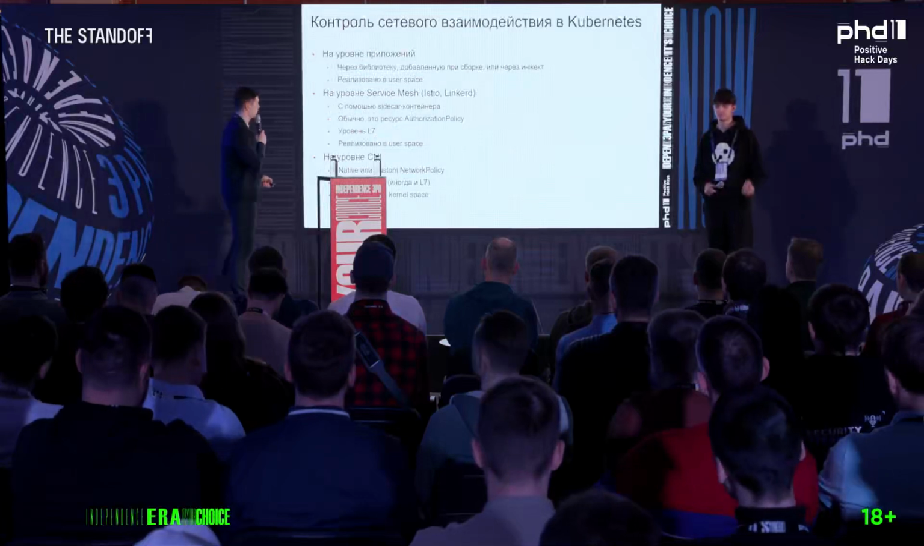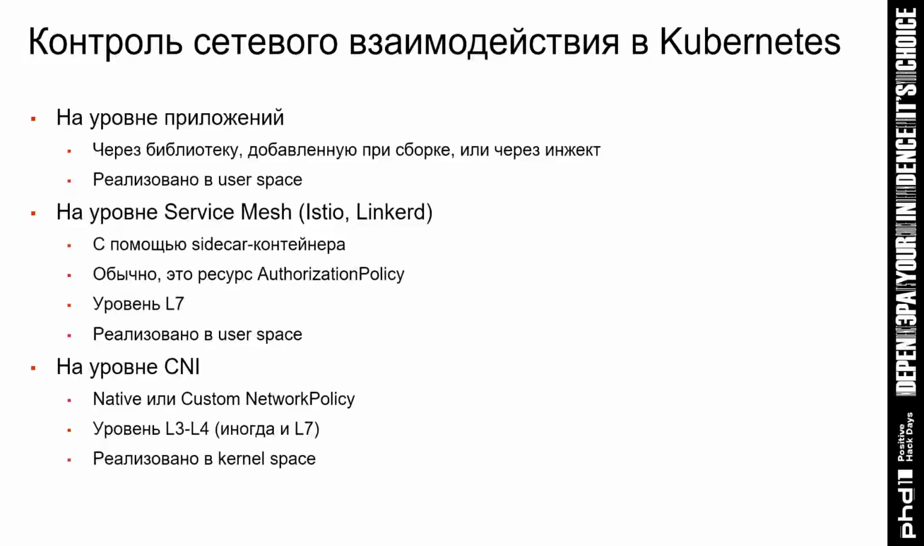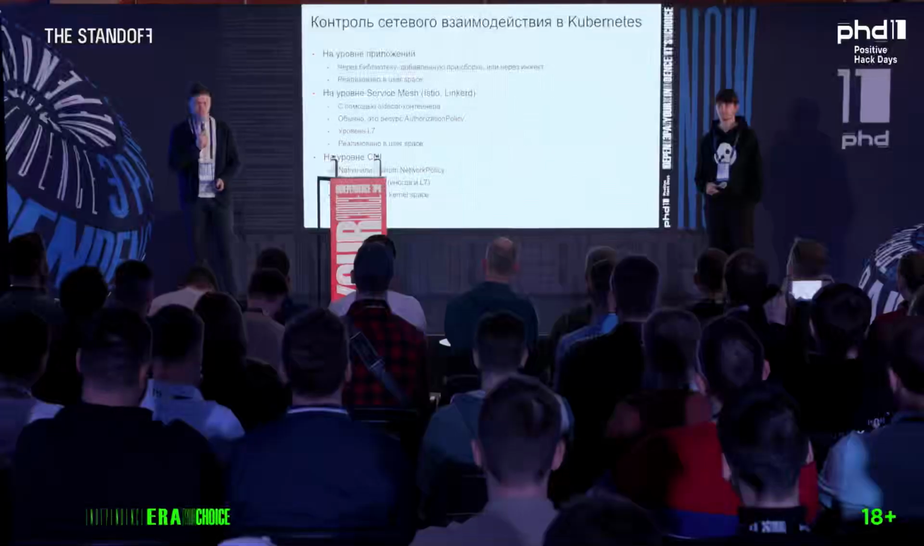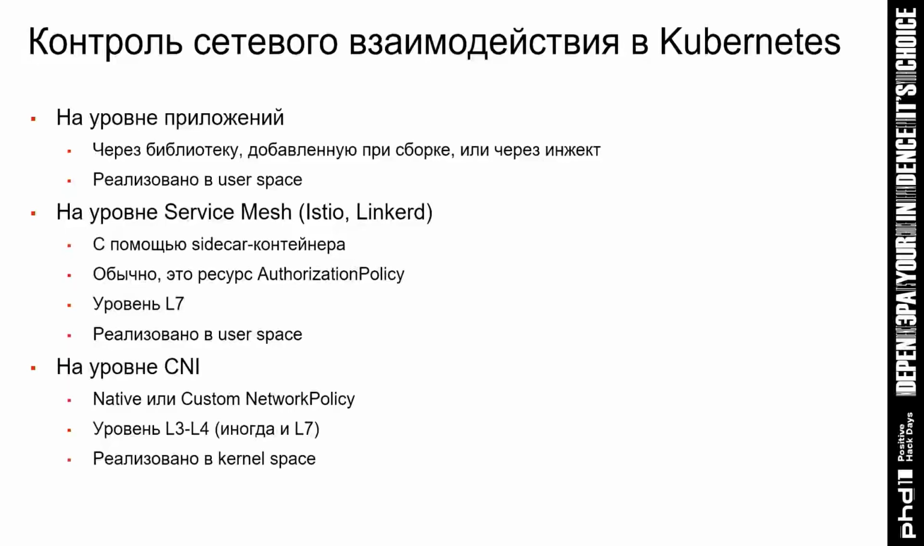So how is it achieved in Kubernetes? This is the classification that we came up with. You can do it on application level, on service mesh level, Istio or Linkerd, or the network plugins for CNIs that I demonstrated earlier. In application level, it is realized through commercial applications, more often than not, and through adding your own logic into your code.